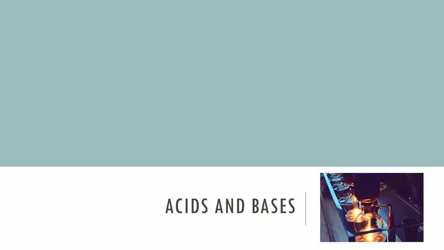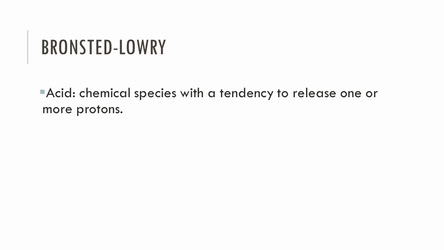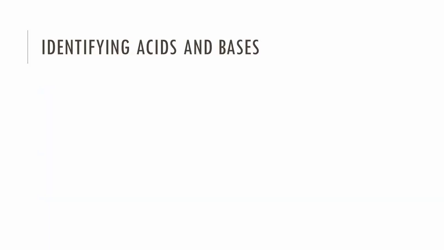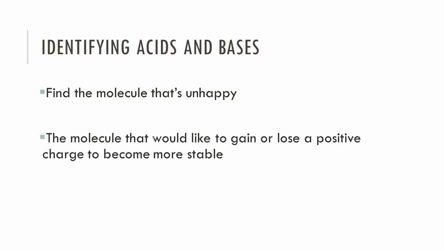Acids and bases. According to Bronsted-Lowry's definition, an acid is a chemical species that tends to release or donate one or more protons. When we talk about protons, we're talking about H+ ions. Bases, on the other hand, gain protons given by acids. When you are asked to identify the Bronsted acids and bases, the trick is to find the molecule that is unhappy. Molecules that are unhappy would like to gain or lose a positive charge to help them become more stable.